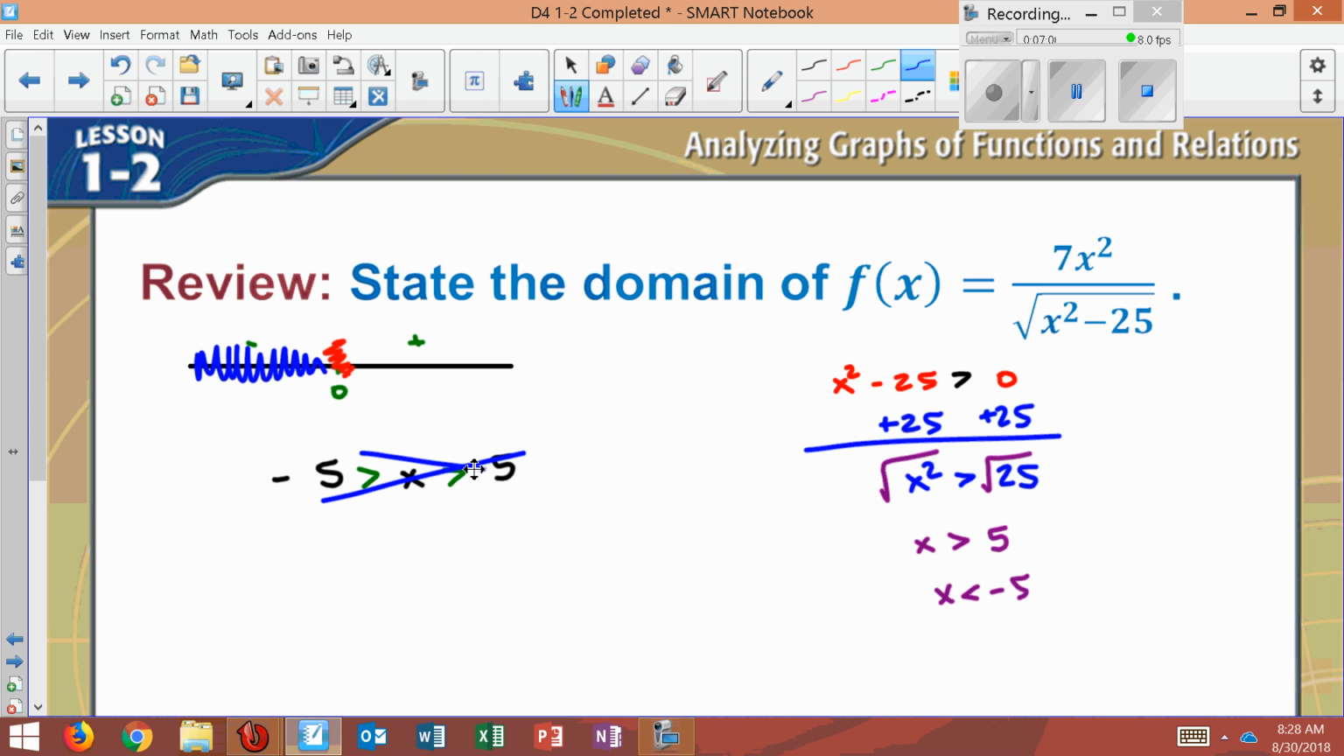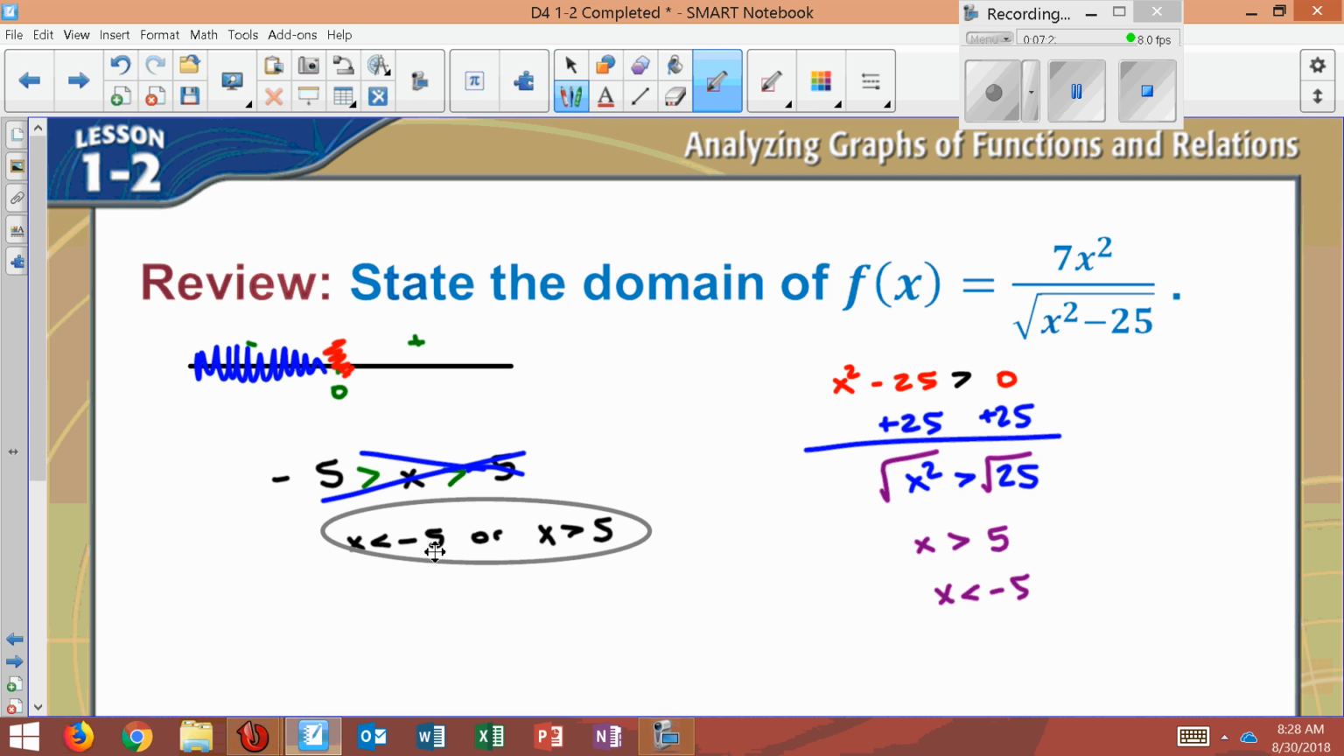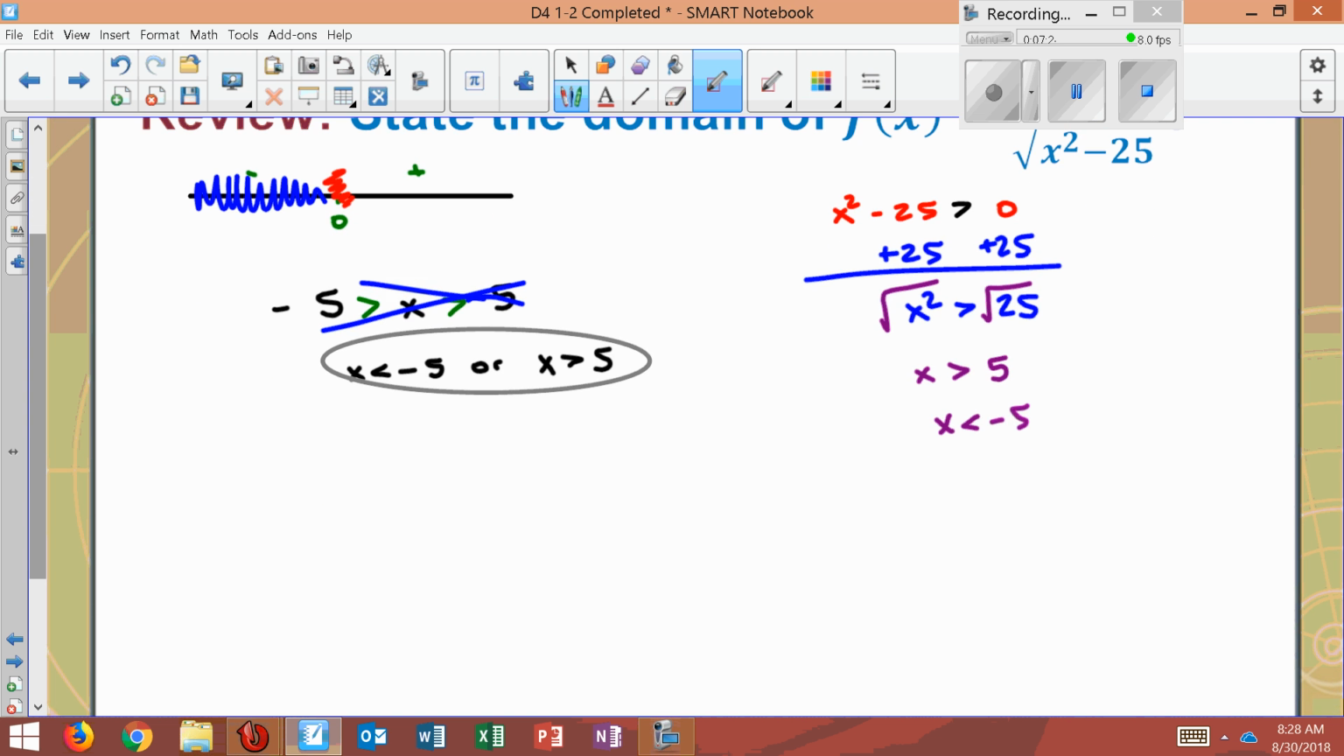So if you get in a situation like this where the inequality symbols go left, this means you have two different answers. You're going to write it as x is less than negative 5 or x is greater than 5. This will be our answer here. Now, how this will affect the graph is that this graph is going to have two pieces. Rather than one like the previous, we'll have two.